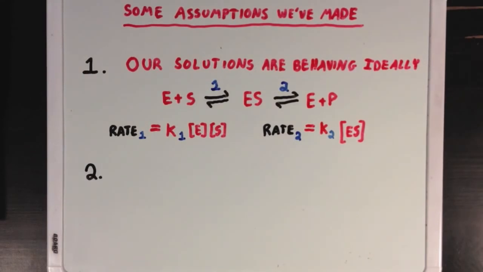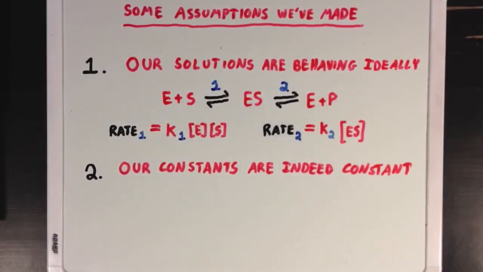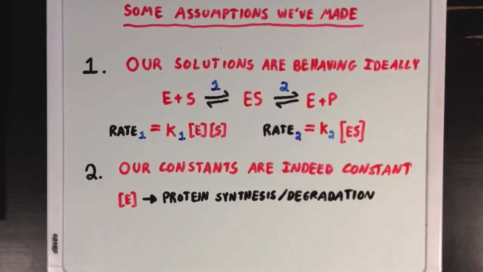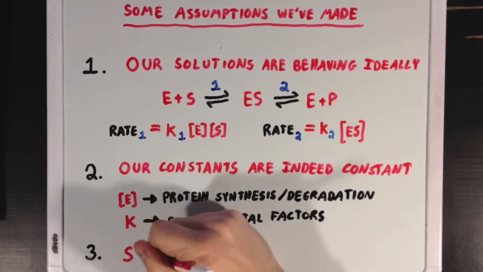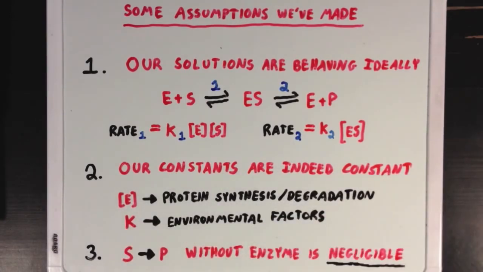Our second assumption is that our 2 big constants stay constant. We're assuming that our enzyme concentration isn't changing from things like protein synthesis and degradation. And we're also assuming that our rate constant K isn't changing from environmental factors like changes in temperature. Our final assumption is that for our reaction, substrate isn't forming product without the help of enzyme at a big enough rate for us to consider, and that it's negligible.